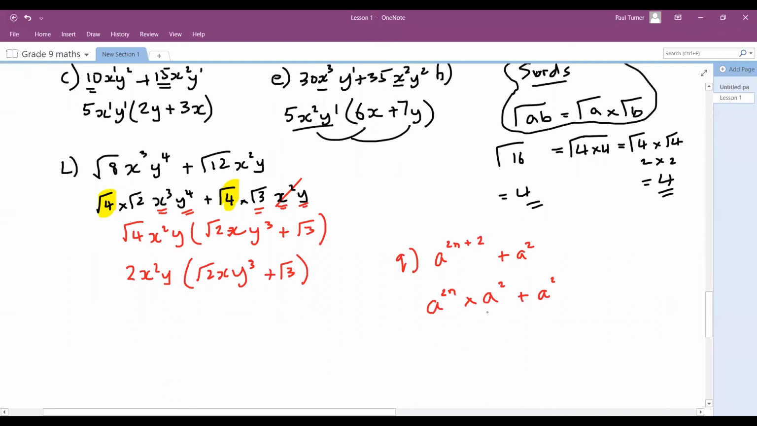well, a squared is the common factor, actually. A squared will be common. So you'll have a squared, a2n plus 1. A2n, we can't do anything else with that. Okay, so that would be your answer for Q there. Okay, so I'll leave that page open. You can copy those.